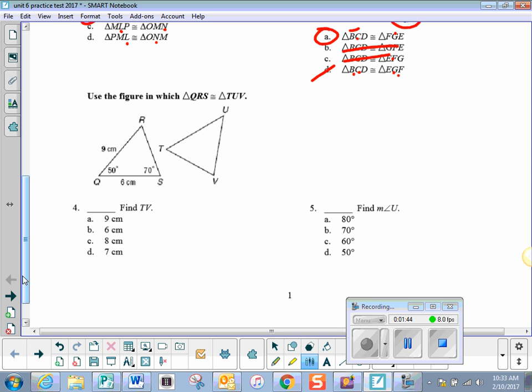QRS is congruent to TUV. Find TV. TV is the first and last letter here. What are the first and last letters here? QS. How long is QS? 6. So that means TV is also 6. B.